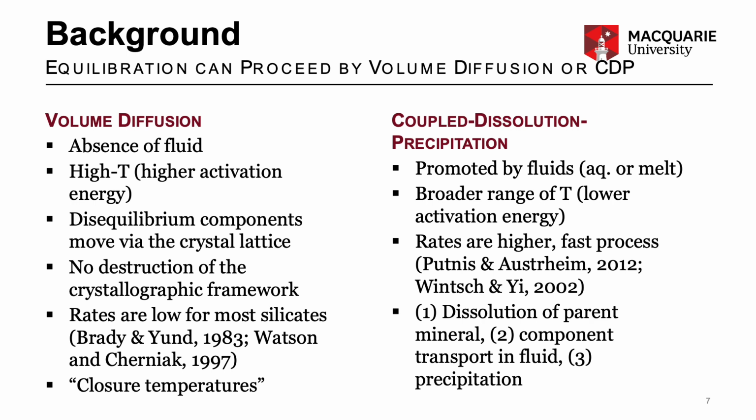With CDP, when we have fluid around, it happens over a broader range of temperatures because of the lower activation energies. It's very fast, and it involves the three steps of dissolving, some transport in the fluid over very tiny scales to quite large scales, and then precipitation.